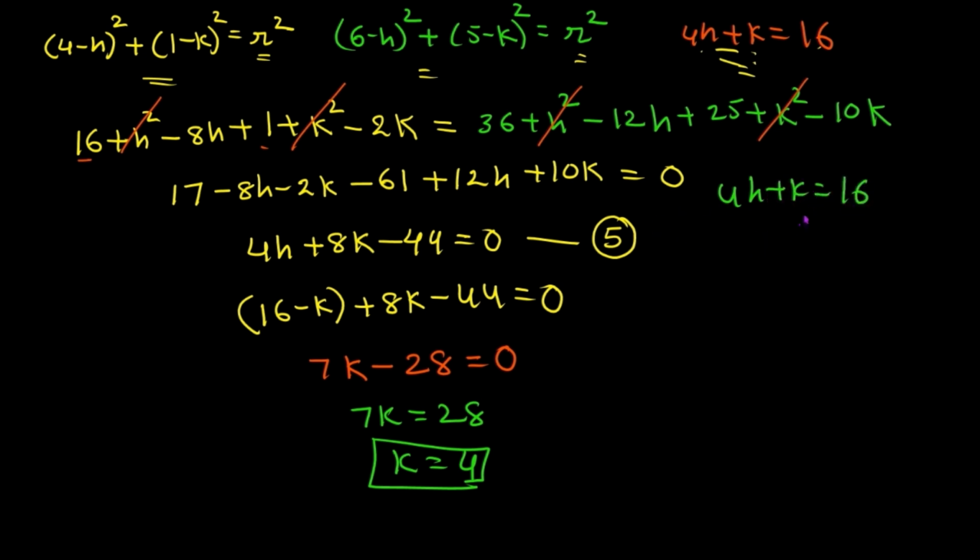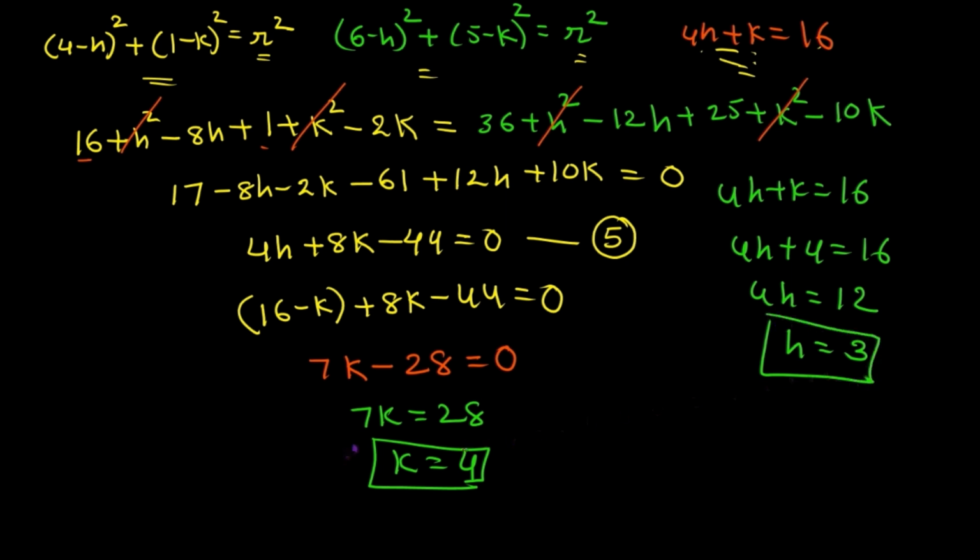Okay, so what is the k value here? 4, right? So 4h plus 4 equal to 16. So 4h is equal to 16 minus 4, 12. So h is equal to 3. Now we know the center of the circle is 3, 4.